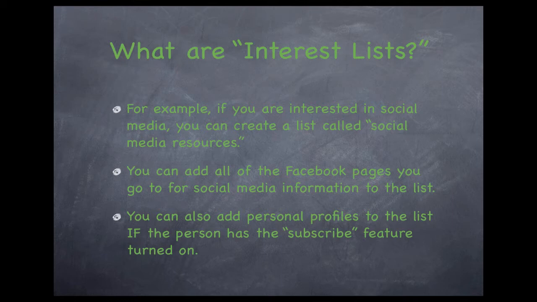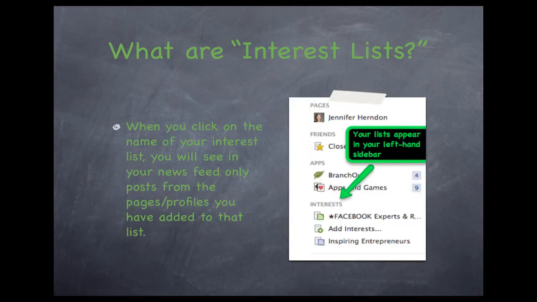For example, if you are interested in social media, you can create a list called Social Media Resources. You can add all the Facebook pages you go to for social media information to the list that you create. You can also add personal profiles to the list if the person that you want to add has the subscribe feature turned on. So if you use your personal profile for business at all, this is another great reason to have the subscribe feature turned on so that people are able to add you to their interest list and therefore see you when they look at that list and have your post pulled into their newsfeed.